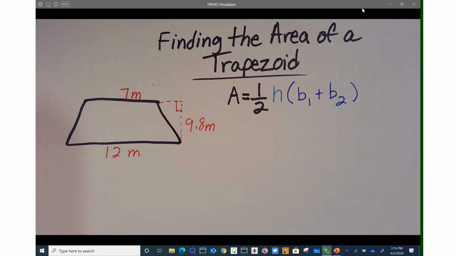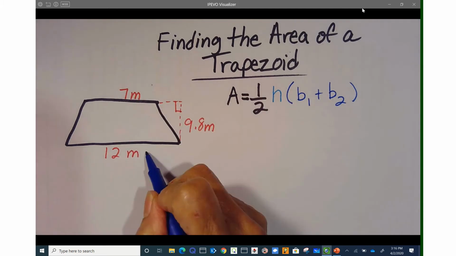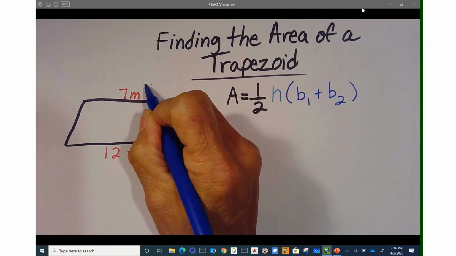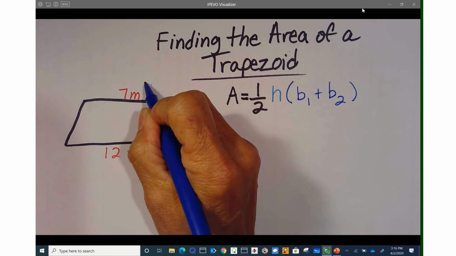So I always like to identify what every part is. I'm going to go ahead and make this my B1. This one will be my base 2. And this right here is going to be the height. So I'm able to plug in where all the numbers go and do basic multiplication. So let's go ahead and finish this.